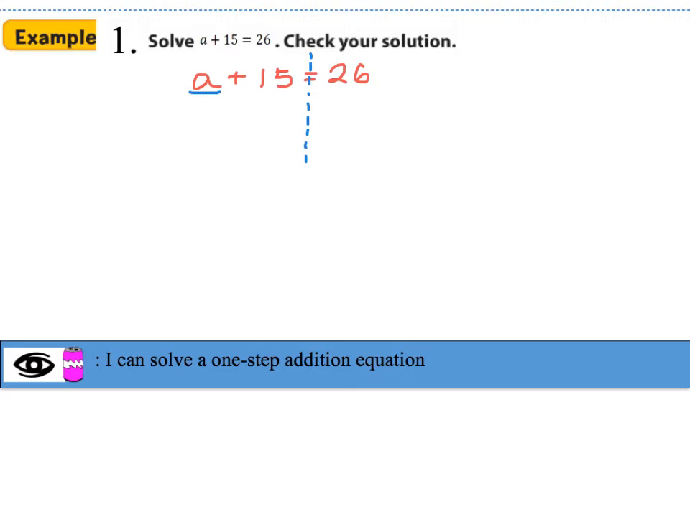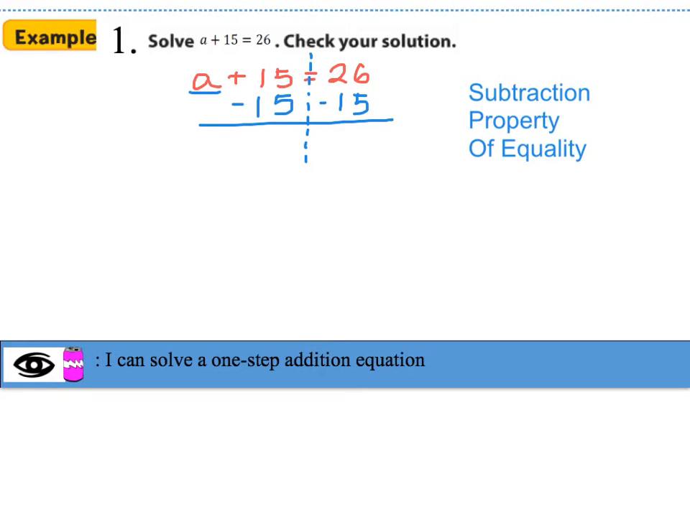So right next to a, I've got a constant of positive 15. In order to get rid of that constant so that a could be by itself, or we can isolate a, we need to get rid of positive 15. In order to do that, let's do the opposite of addition and subtract 15. But right now my equation is not balanced. So we have to make sure we subtract 15 on the other side as well to keep our equation balanced. This is an example of the subtraction property of equality.